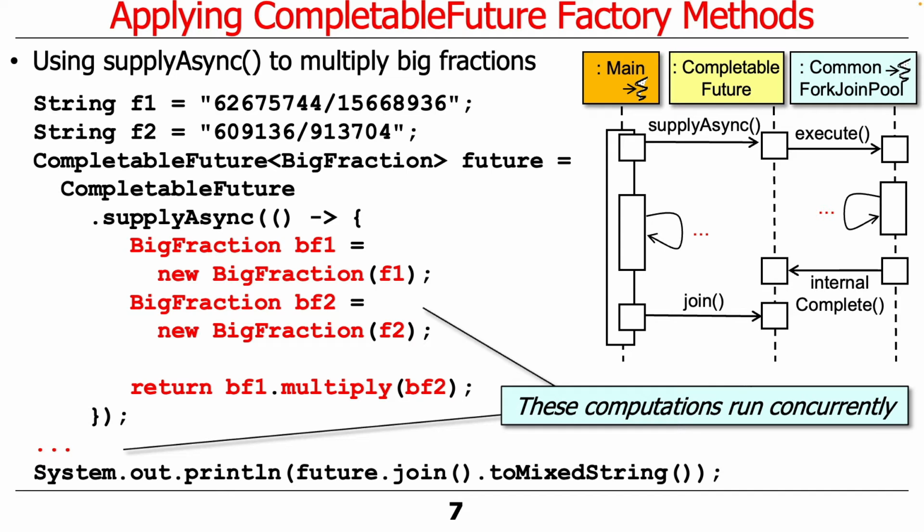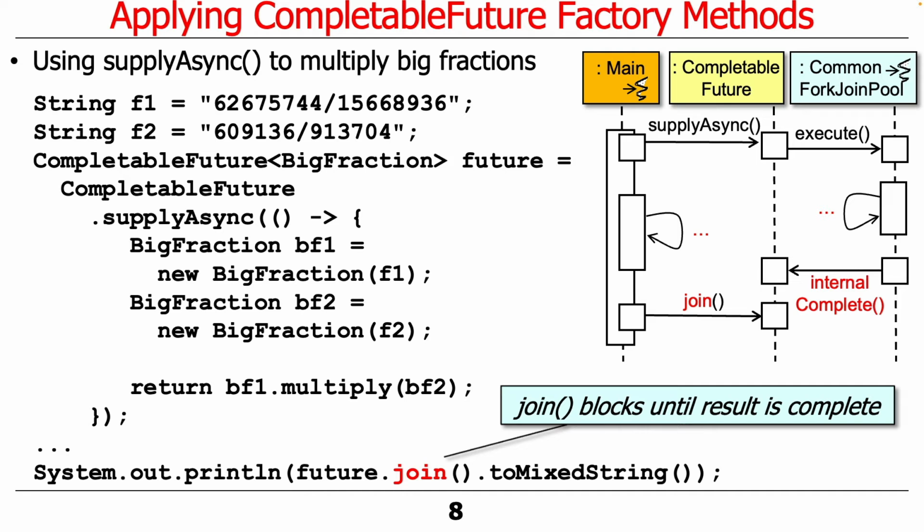As before, the computation here in the supplier lambda, which is going to be queued up in the common fork join pool by supplyAsync, will end up running asynchronously relative to what's happening over here in the calling thread. So those two things will run in parallel, as you can see here in the interaction diagram. The join method will once again block until the results are complete. That's really no different from what we had before.